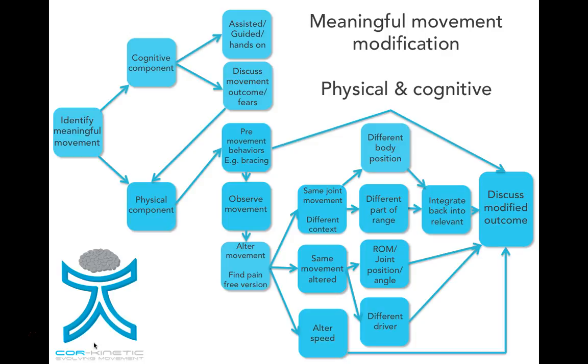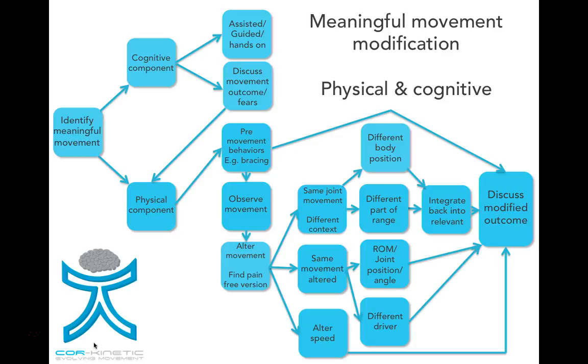So there's a couple of ways that we might look at the cognitive component. First might be starting to build confidence. So we might have assisted, guided, or hands-on movement. Say if someone had a fear of flexing, we could actually provide a guided movement.